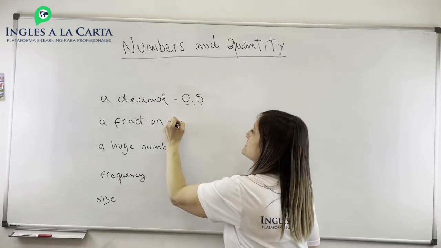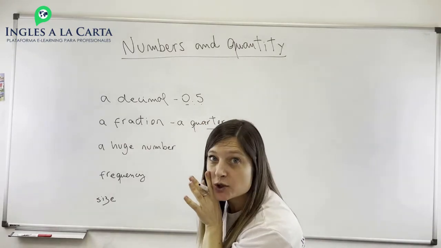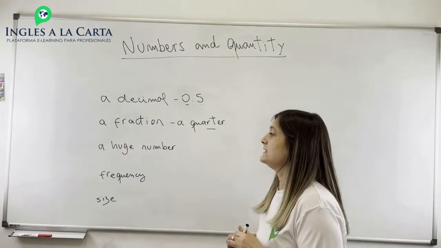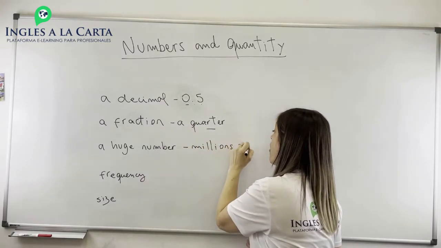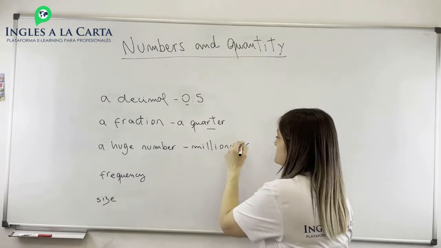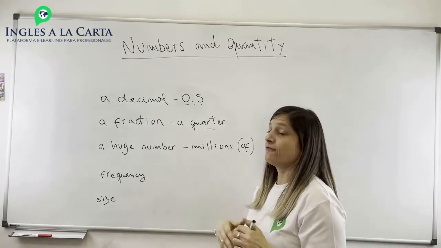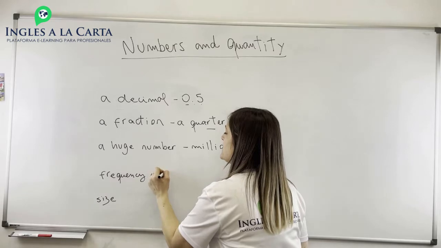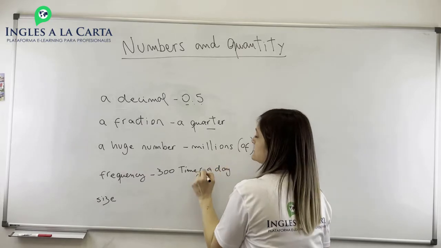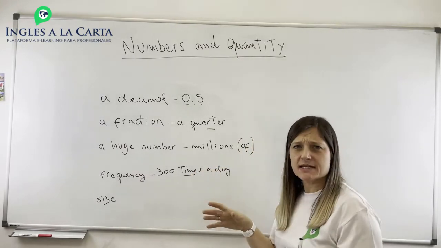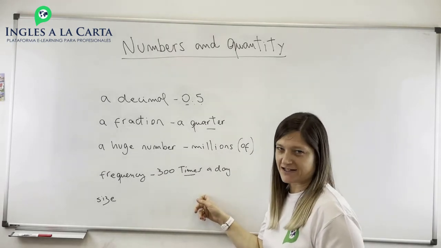A fraction, we can say a quarter. This is in the video too. We have a huge number, and for example, it is millions of, or millions, you can omit the of, depending on the context. And then we have a frequency, for example, 300 times a day, okay? This is the frequency. I repeat this 300 times a day, and I am tired of repeating it.